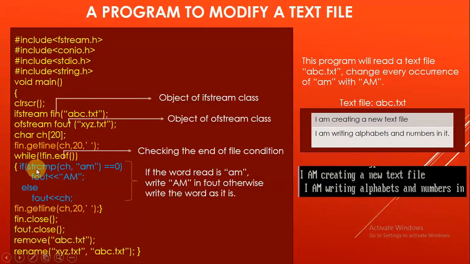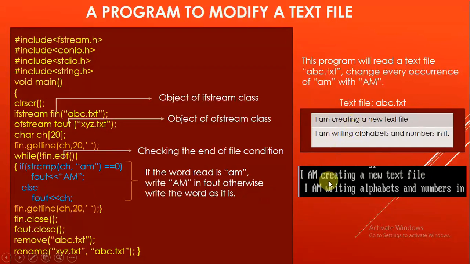You can see here, if this condition is true, that is, the word which I have read is small m, I will write capital M. Otherwise, I will write the word as it is onto the new file. So if the first word is I, I will write it as it is. The next word is small m, so instead of small m, I will write capital M.